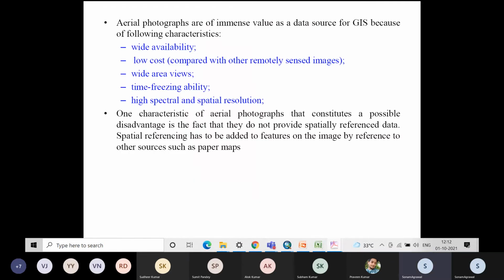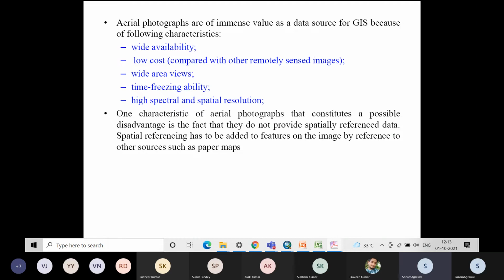Next thing is you can see the different characteristics over here, like wide availability of data, lower cost if you compare this data with satellite images. If you are getting a satellite image, you have to purchase that satellite image from some company. So the cost of that one is quite high as compared to aerial photographs. Then next one is the wide area views.